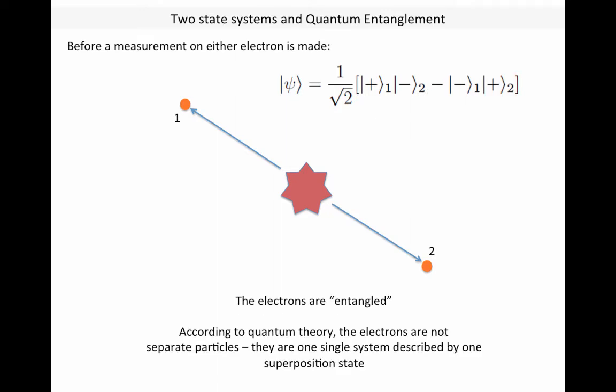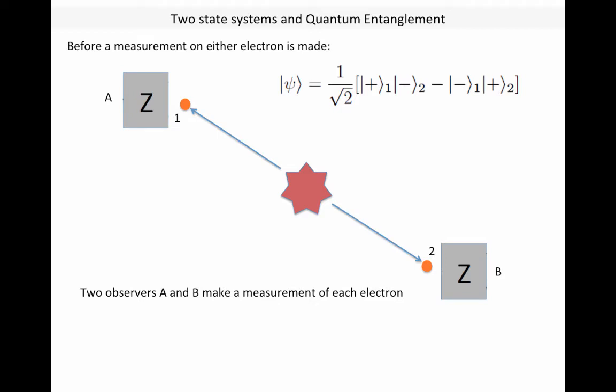Now, before a measurement is made, the two electrons are in a superposition of both of those possible states. They are both spin up, spin down, or spin down, spin up. The electrons are said to be entangled. And it's important to note that in this state, the electrons are not separate particles. They are described by a single state, and therefore they are considered to be a single quantum system, even as they're moving apart to greater and greater separations.